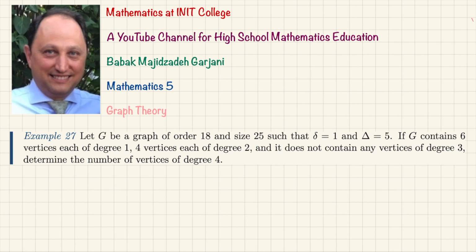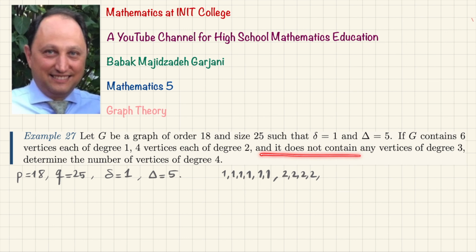So here we have a graph of order 18. So p is 18. Size is 25. So q is 25. The little delta, the minimum degree, is 1. The maximum degree, capital delta, is 5. G contains 6 vertices, each of degree 1. So let me just list all the degrees here. 1, 1, 1. So 6 of them. 4 vertices, each of degree 2. So I have 2, 2, 2, and 2. And then I do not have any.